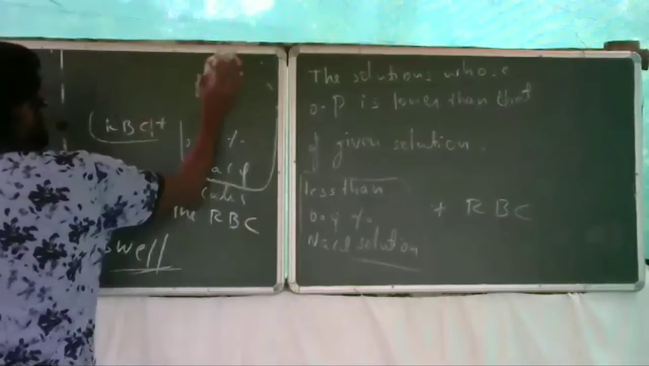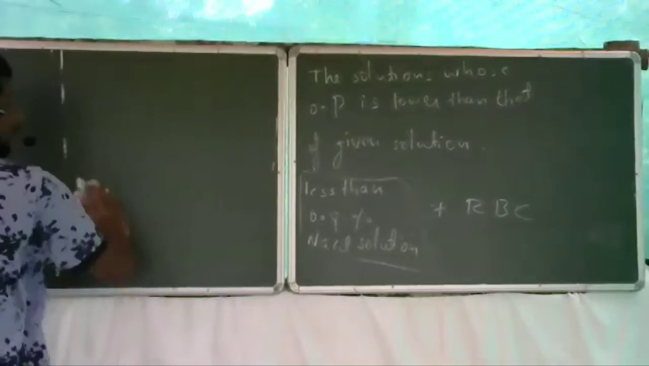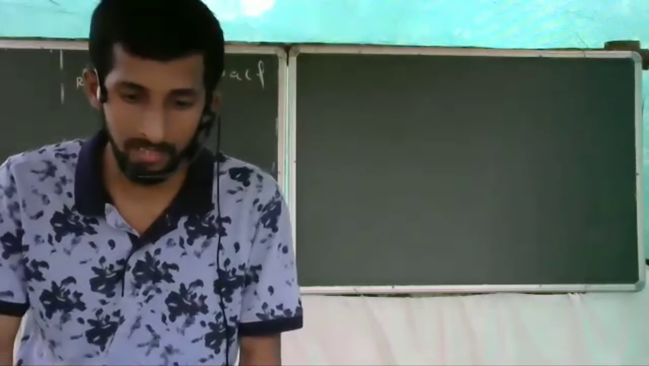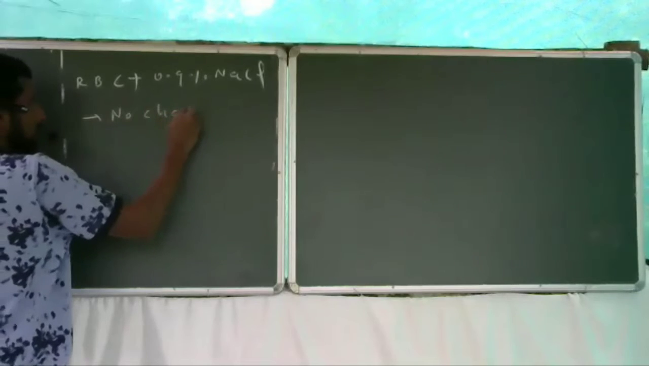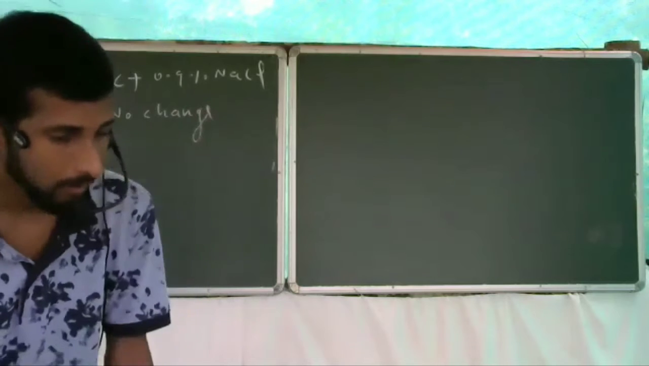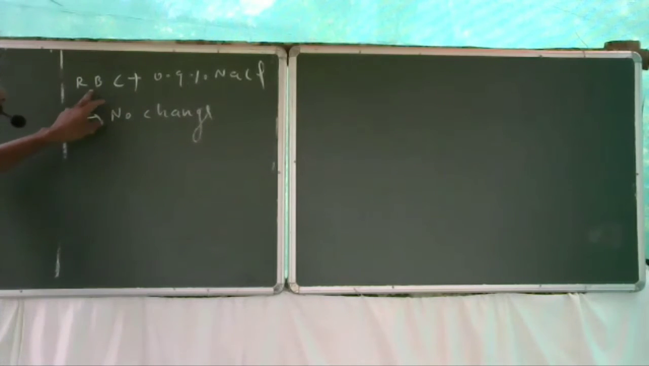So now we have three solutions. If you compare the osmotic pressure of the two solutions, then we can arrive at three conditions. One is RBC plus 0.9% NaCl. That is a one mark question. They will ask what will happen if you keep RBC in 0.9% NaCl. There is no change. That will neither swell nor shrink, because 0.9% NaCl is isotonic with RBC.